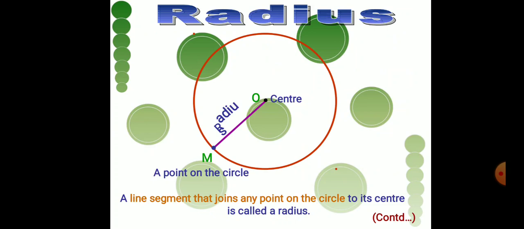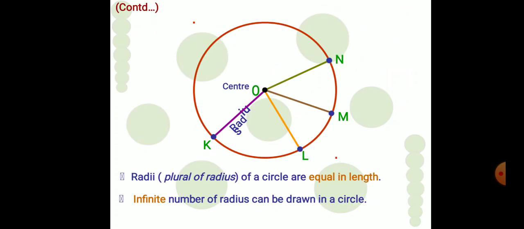Again, I am repeating the same thing. A line segment that joins any point on a circle to its center is called the radius. Radii means the plural of radius. The radii of a circle are equal. You can draw any number of radii for one given circle.